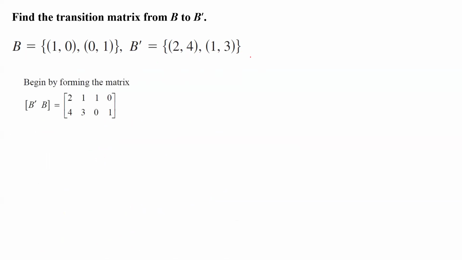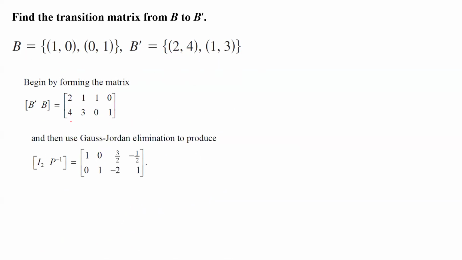Next one, find the transition matrix from B to B prime. B is the standard basis, 1, 0, 0, and 1, and B prime is 2 and 4, 1 and 3. Okay, let us begin. First, we're gonna list B prime, then we're gonna list B. Again, 2 and 4 is your first column, everybody. 1 and 3 is your second column. 1 and 0 is the third column. 0 and 1 is the fourth column. So you're gonna write these vectors in column 4.